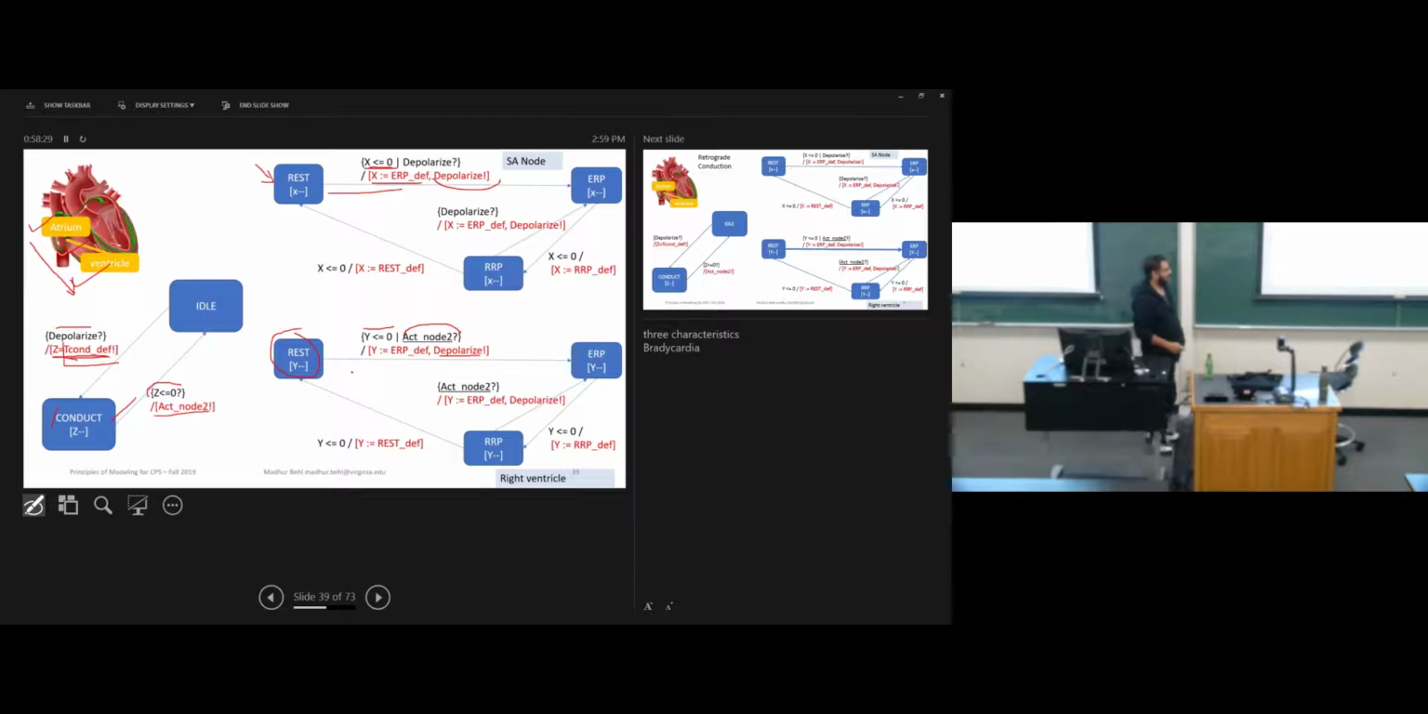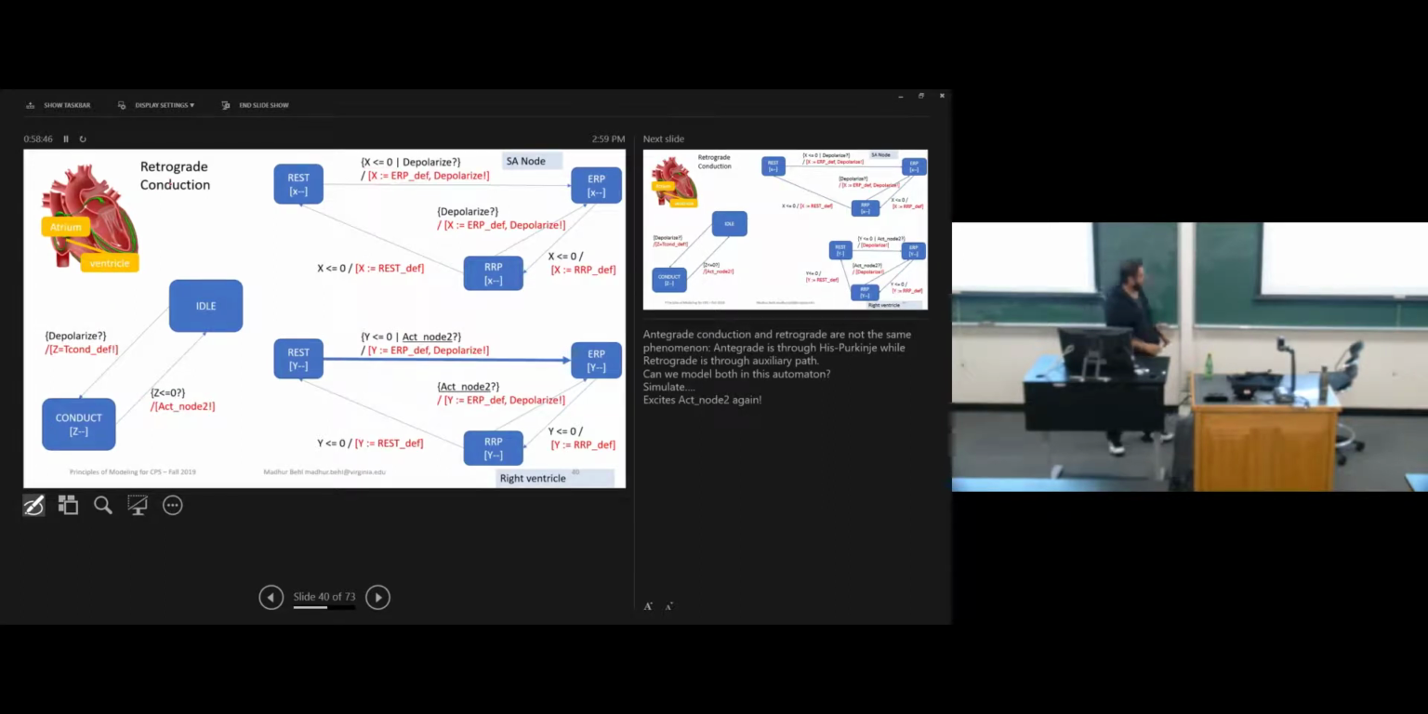But I have the habit of presenting stuff and then breaking it to tell you how to fix it. Let's actually look at retrograde conduction in this model. So what happens if, for some reason, from irritable tissue, the SA node doesn't get to fire first? It's the ventricle which fires first. What happens in that situation?